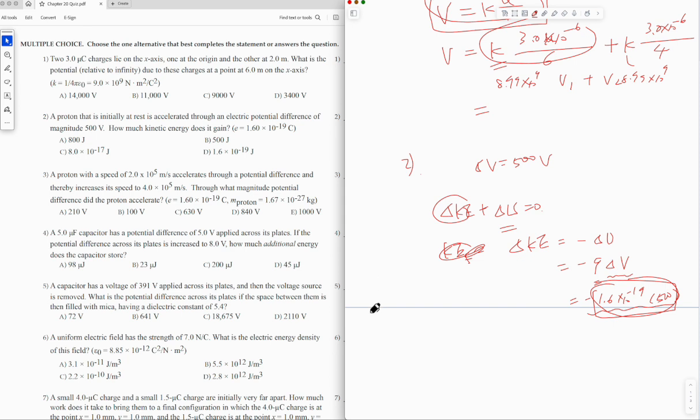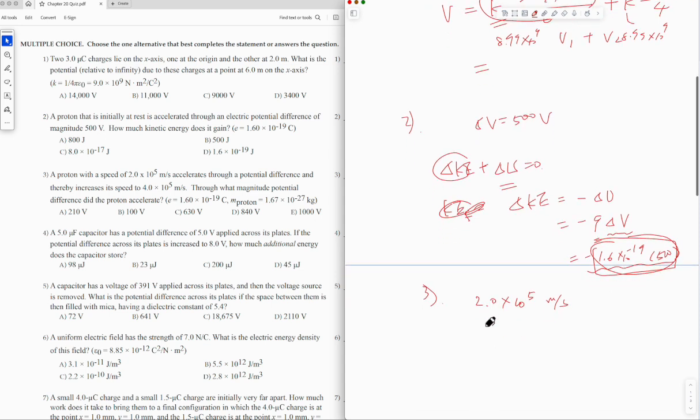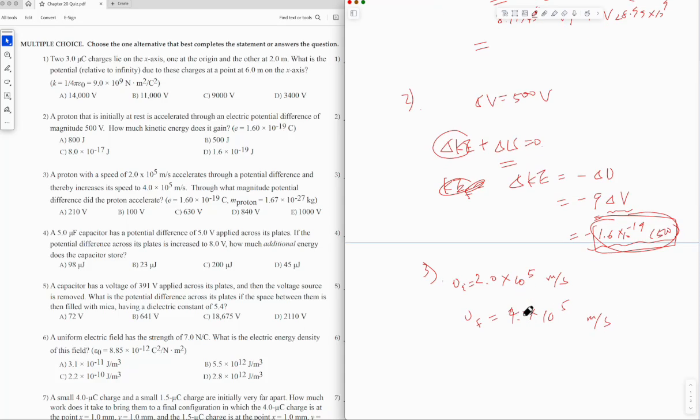A proton with a speed of, meters per second, accelerates through a potential difference and thereby increases speed. So VI, VF equals 4.0 times 10 to the power of 5 meters per second. Through what magnitude of potential difference did the proton accelerate?